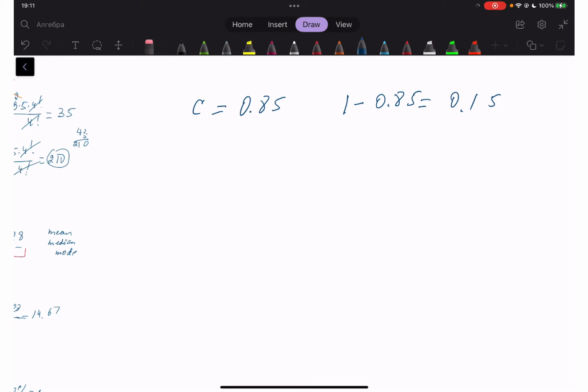From here, we are going to divide by 2, obviously, right? To get one tail. 0.15 divided by 2 is 0.075. So I need to find what z-score is matching 0.075. Okay?